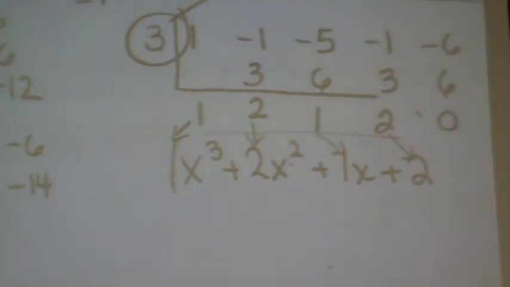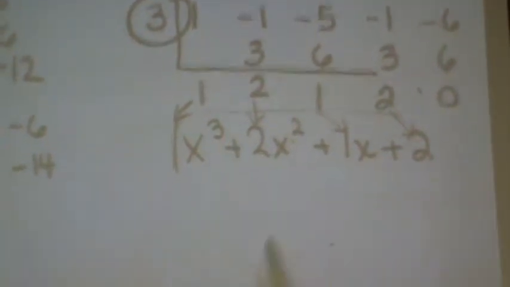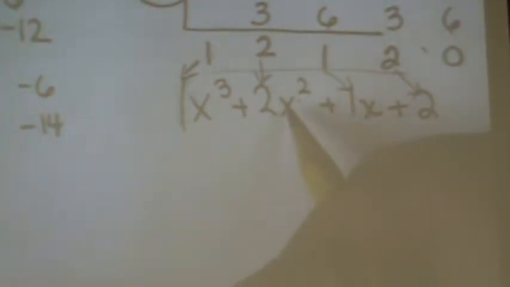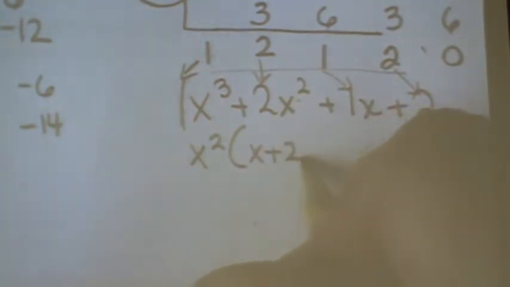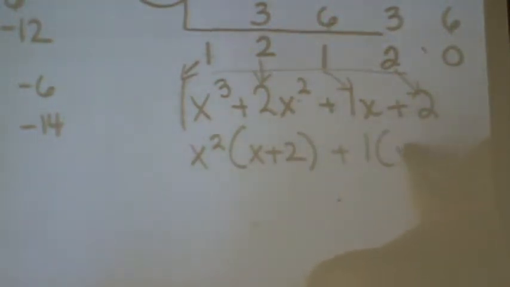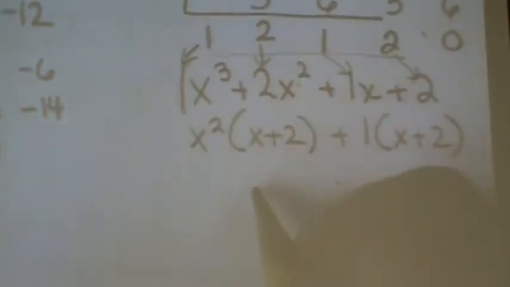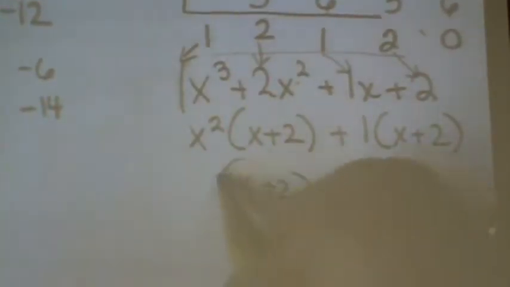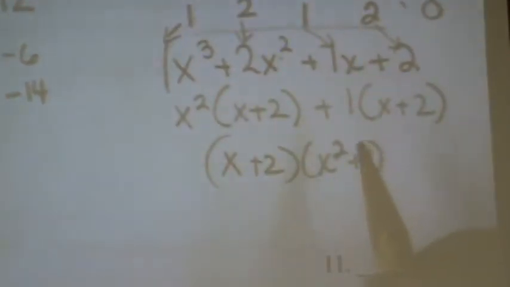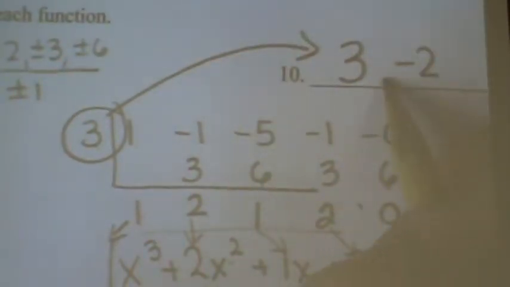Okay. You just go 1 degree less. Now I can factor this by grouping. See these two? Take out x squared, and you're left with x plus 2. And see this? Take out a 1, you're left with x plus 2. This is grouping. So you have x plus 2 times x squared plus 1. Remember doing this? So what's your other answer? -2. So that goes here.